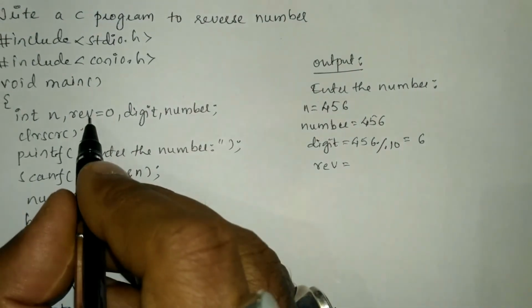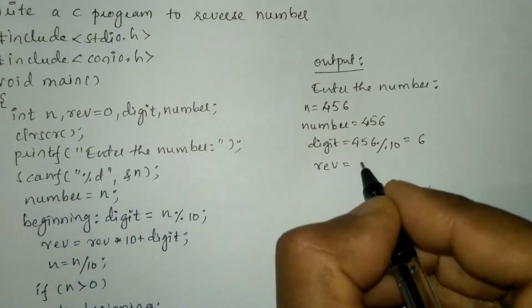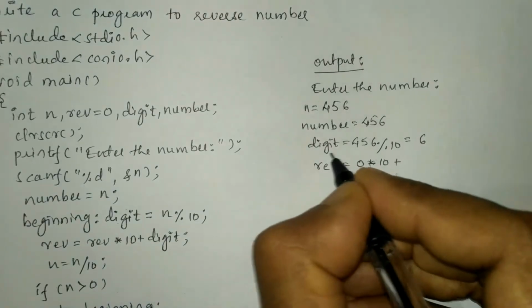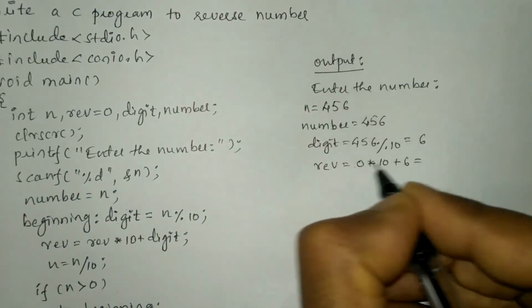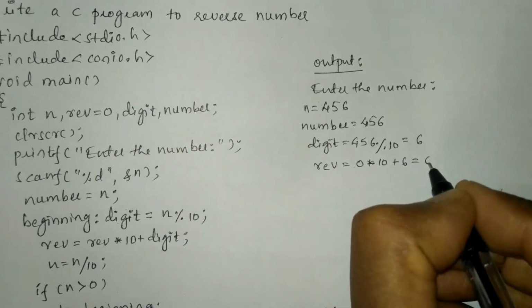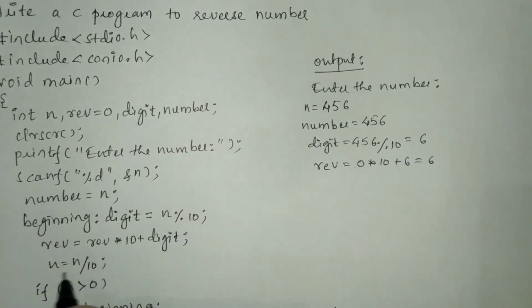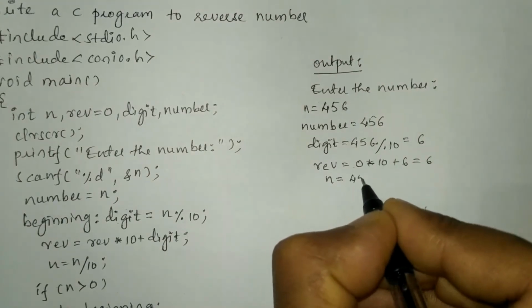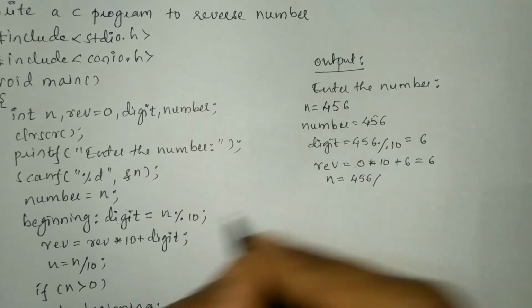So for the first time we have set REV to 0. So this one will become 0 into 10 plus digit. So digit is 6. So 0 into 10 is 0. 0 plus 6 is 6. 6 will be stored in REV. Next, we are going to perform n is equal to n, 456 integer division by 10.